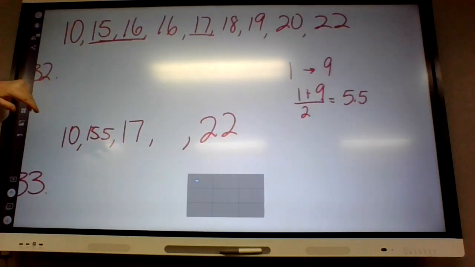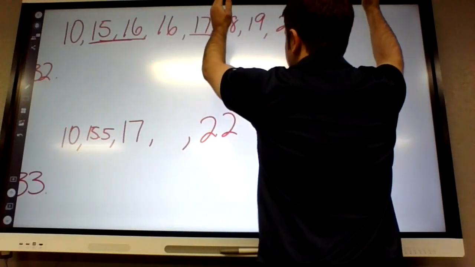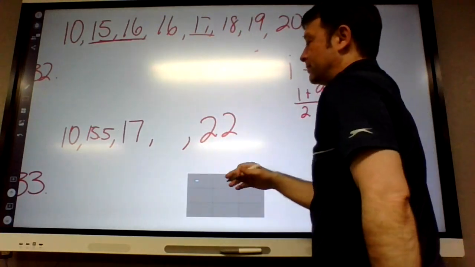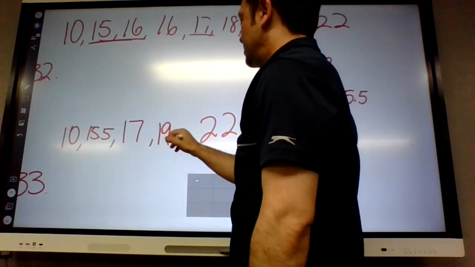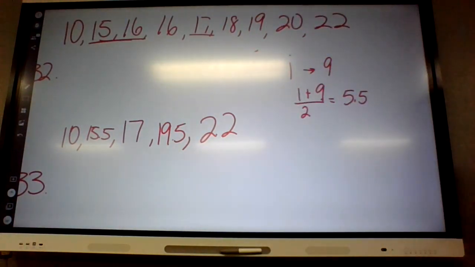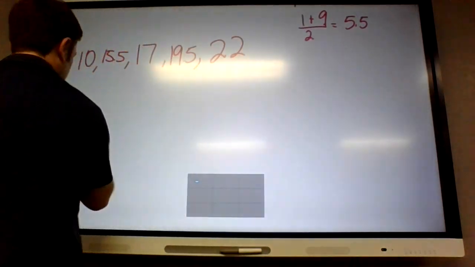And the fourth number is the median of the right side. So what's the median of the right side? 19.5. Just average those two numbers together. Okay, and then we need a number line from 10 to 22.